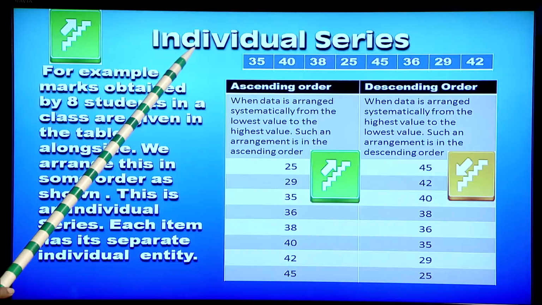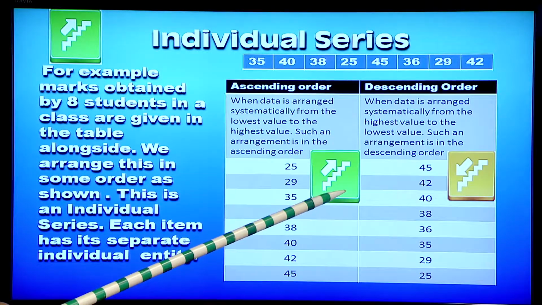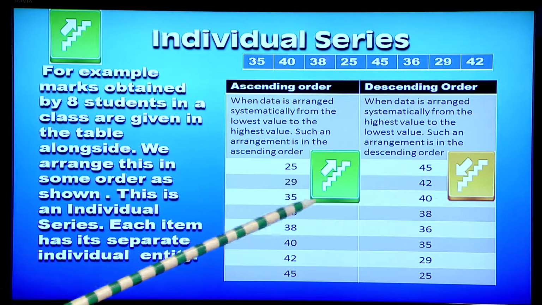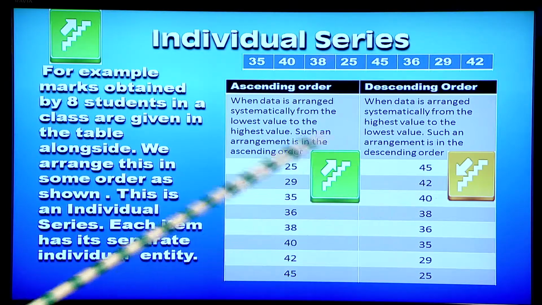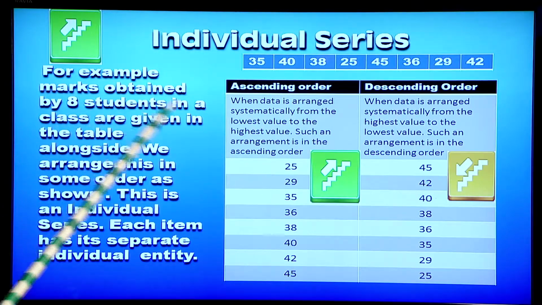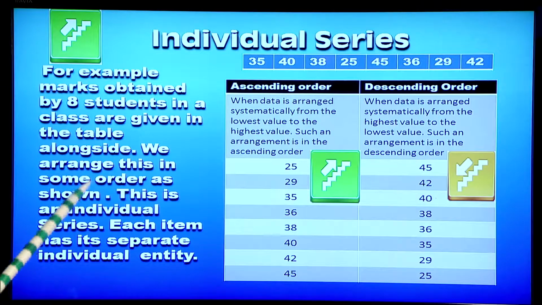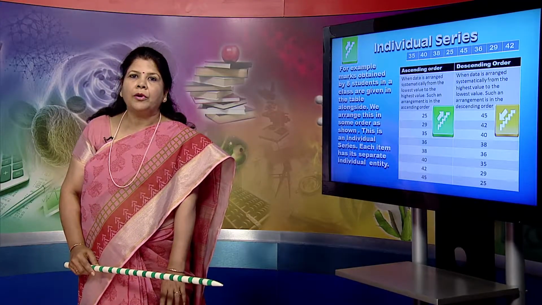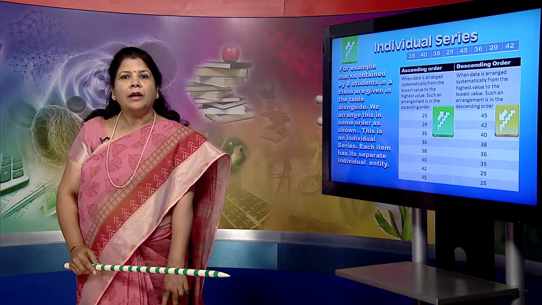First and foremost, individual series. Individual series, as we can see here from the presentation, are either in an ascending manner, that is, it's like going up the steps, or in a descending manner, it's like coming down the stairs. Such as marks obtained by 8 students in a class are given in the table alongside. We can arrange this in some order as shown. This is an individual series. Each item has its separate individual entity and there is no interim value or any other probability. So, this is an individual series where items occur on their own.